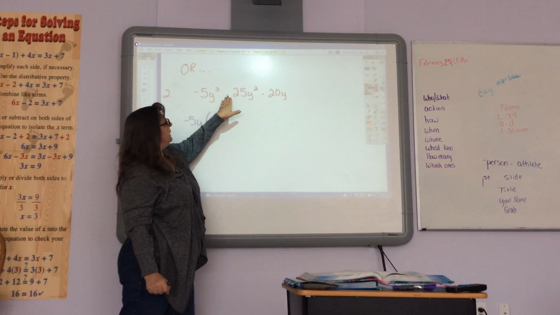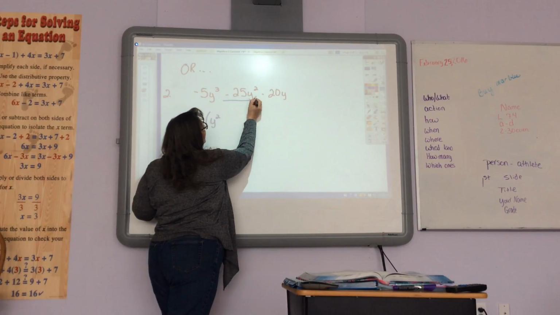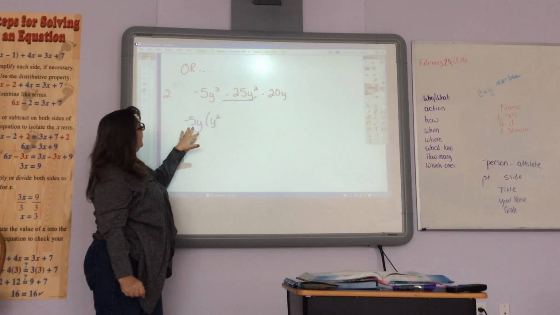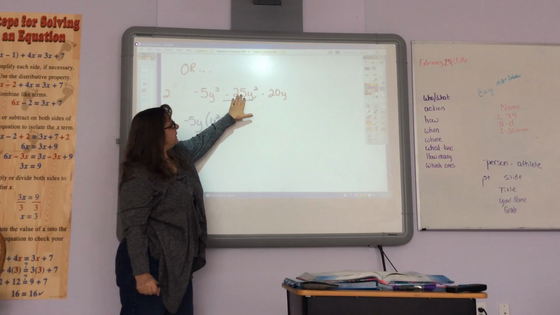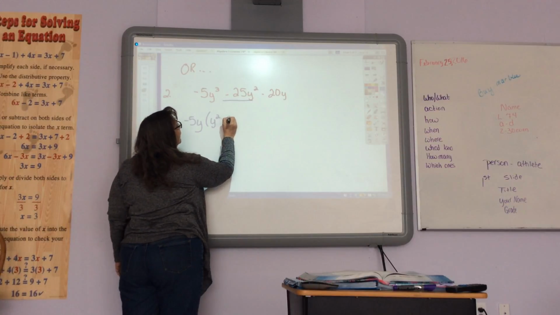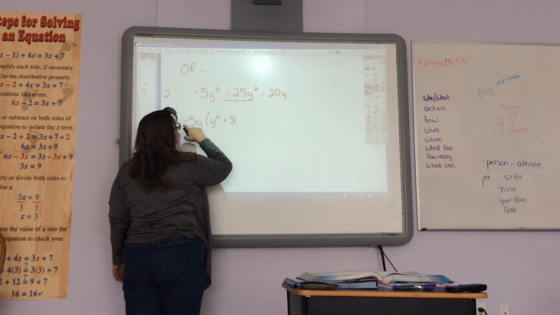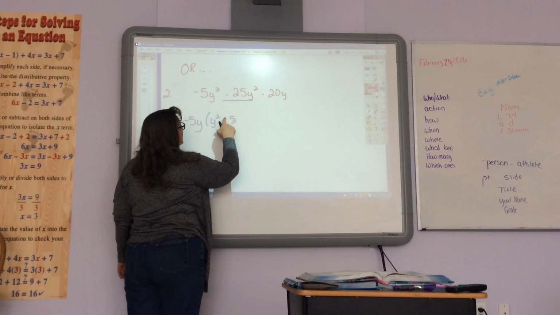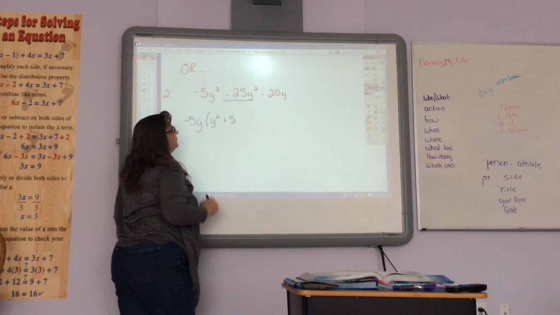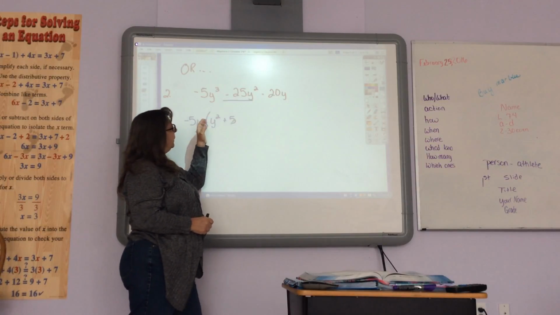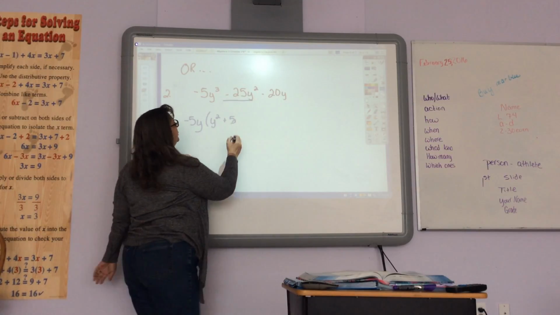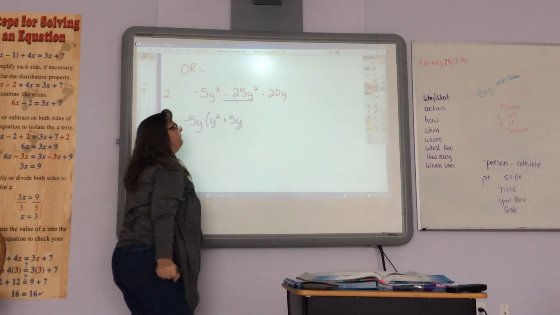If I divide a negative 25y squared by a negative 5y, negative 5 goes into negative 25 5 times. Opposite signs give you a negative, but the same sign with division gives you a positive sign. Y squared divided by y is 2 minus 1. You subtract the exponents and get 1.